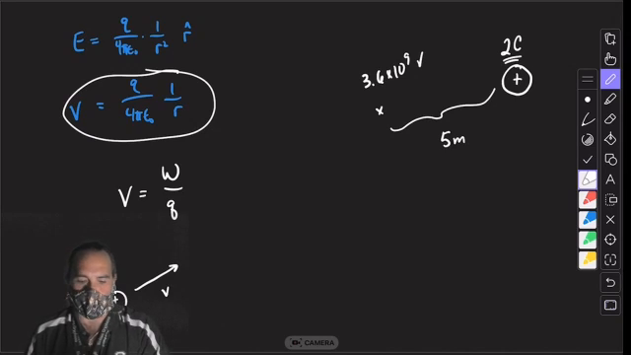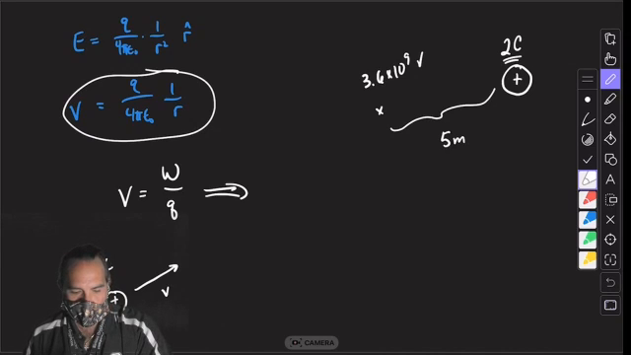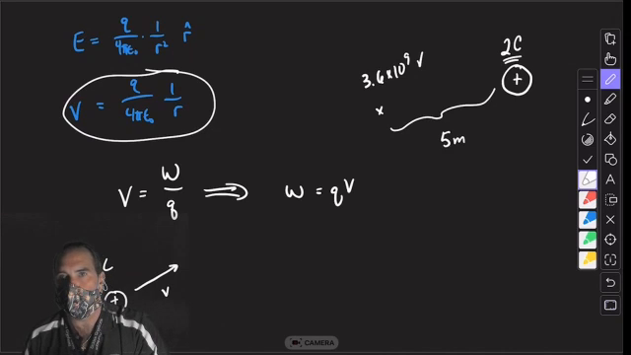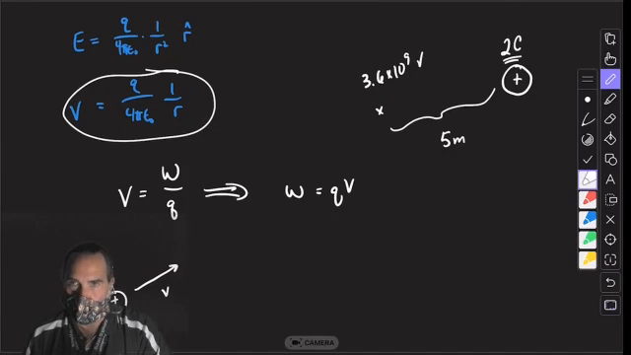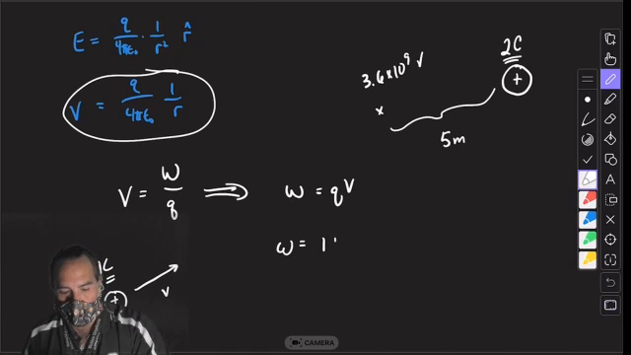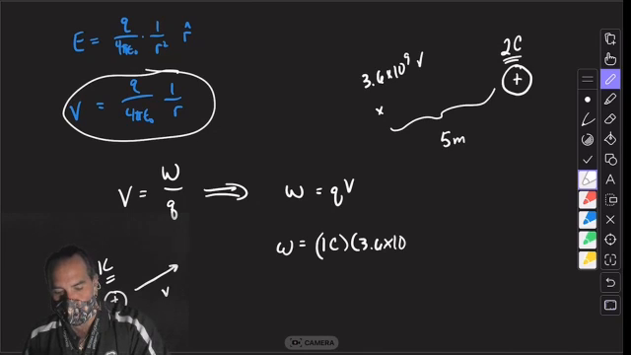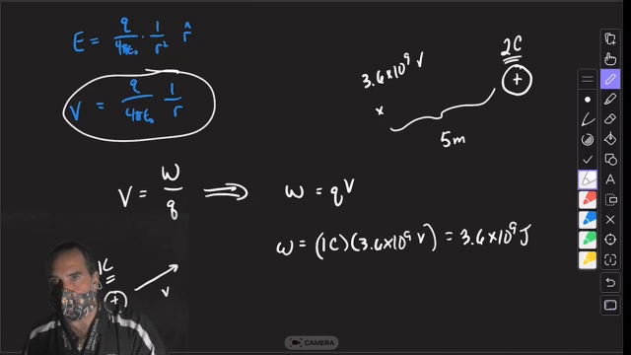Now, that seems like a ridiculous question until you realize we know how much work it would take to get to that point. Work is all about energy. What I really know is how much energy it takes to get to that point. So if I want to get my 1 Coulomb charge to this point, it's going to take 1 Coulomb times 3.6 times 10 to the 9th, or 3.6 times 10 to the 9th joules of energy, which means I know exactly how fast I'd have to get it there.